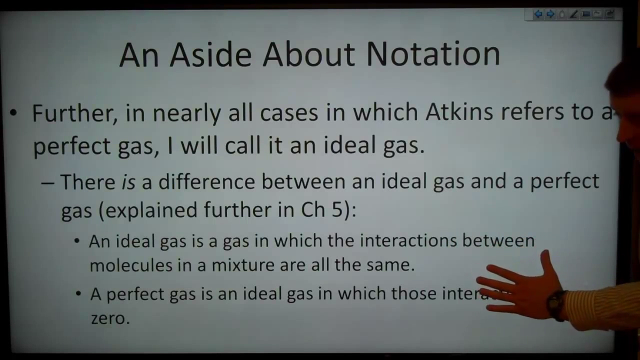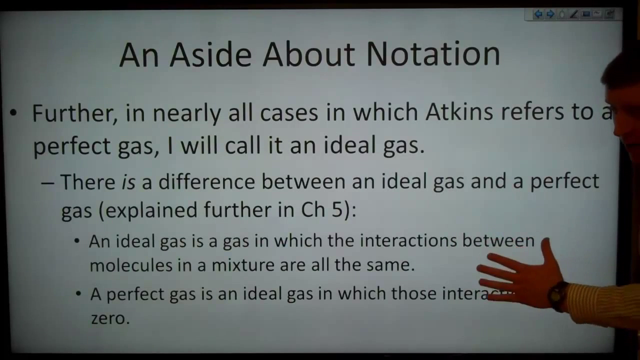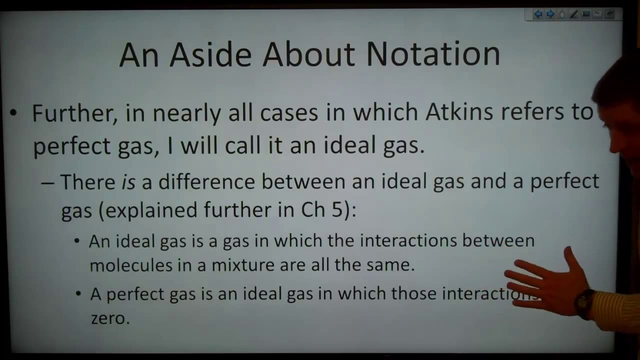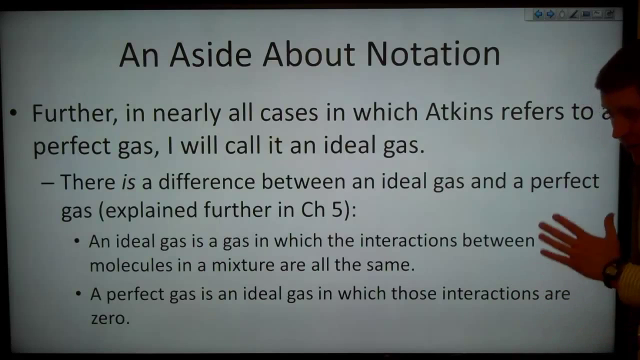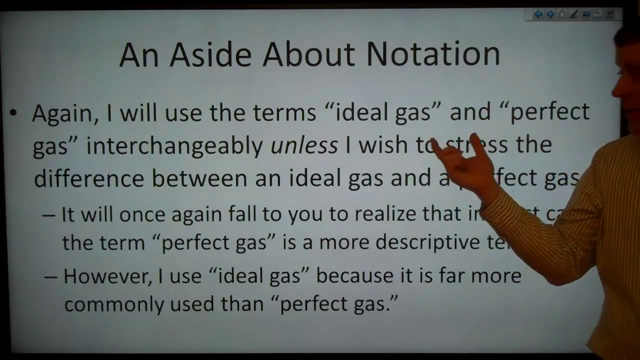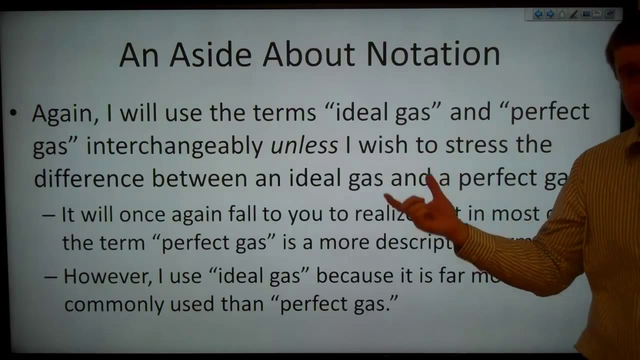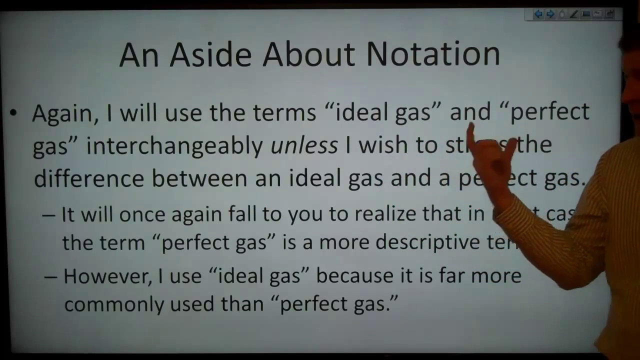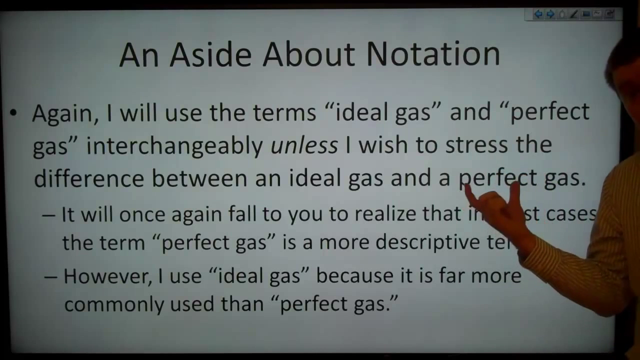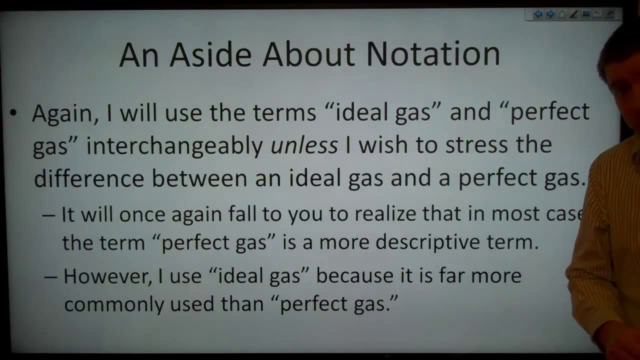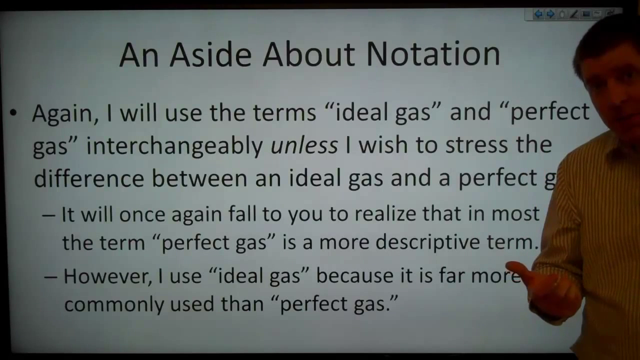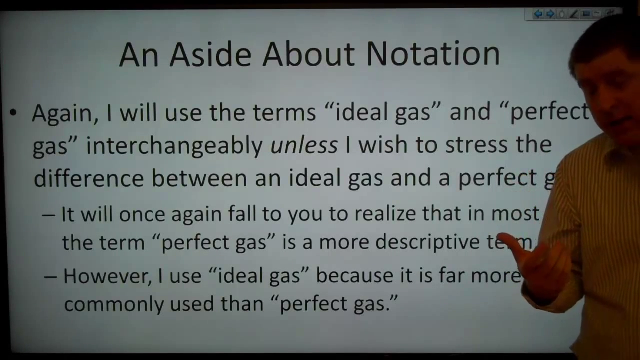An ideal gas is a gas in which the interactions between molecules in a mixture are all the same. And a perfect gas is an ideal gas in which those interactions are 0. But again, I'm going to use the terms ideal gas and perfect gas interchangeably unless I wish to stress the difference between an ideal gas and a perfect gas, which again is really only going to come about in Chapter 5. So normally I'm going to call it an ideal gas, whereas Atkins calls it a perfect gas.